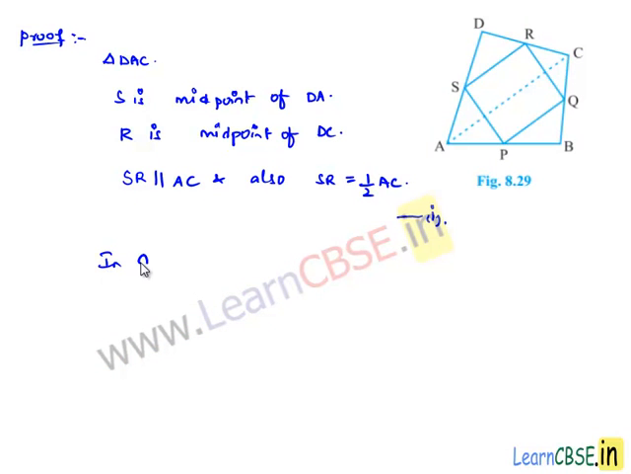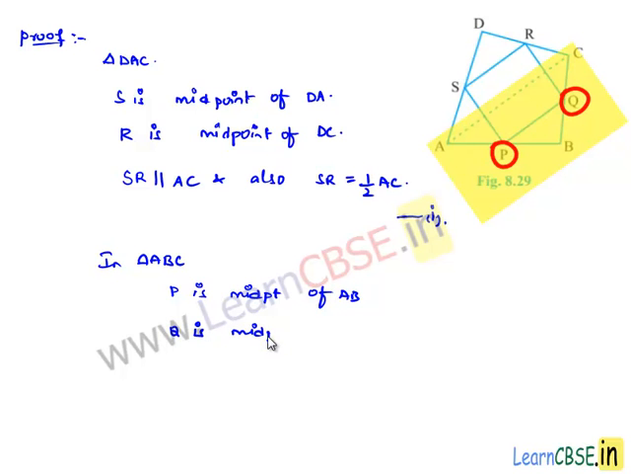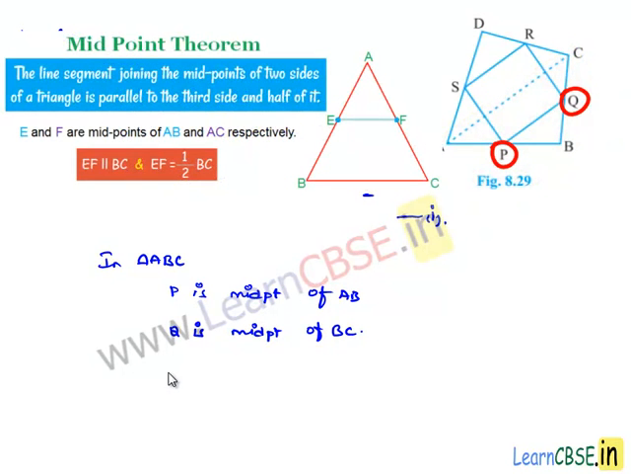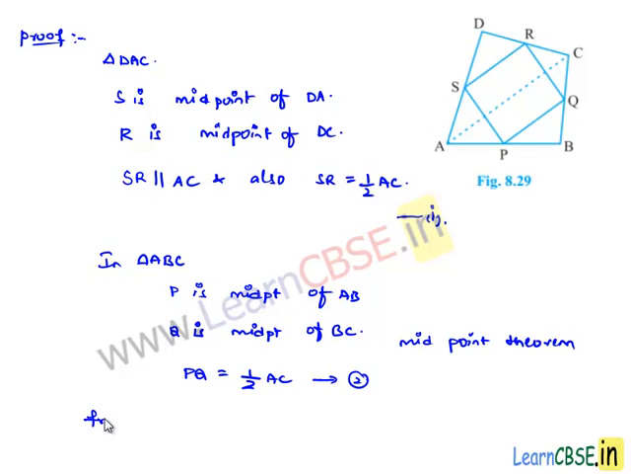Now if we consider triangle ABC, P is midpoint of AB and Q is midpoint of BC. Then from midpoint theorem we can say that PQ is equal to half times AC. Let it be as second equation. From proof 1 and equation 2, as SR is equal to half AC and PQ is equal to half AC, SR is equal to PQ. This is what our second proof required.